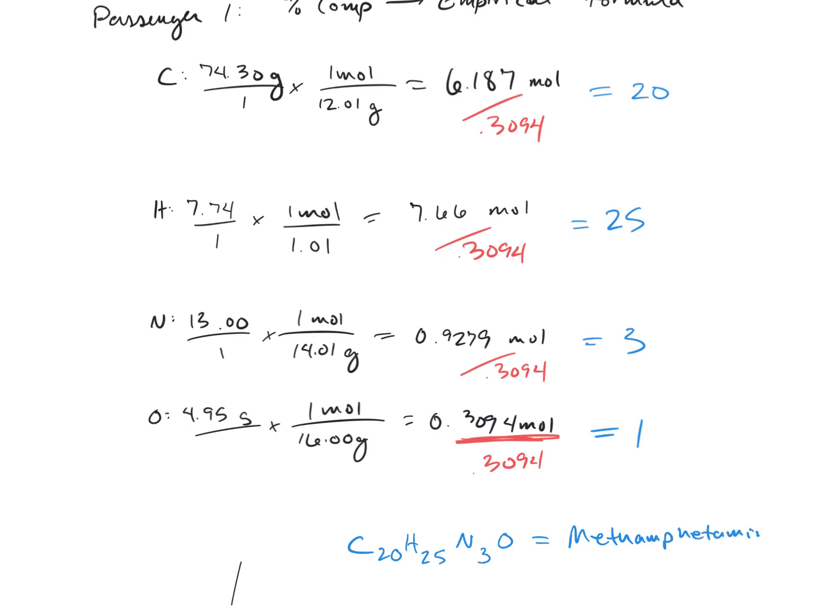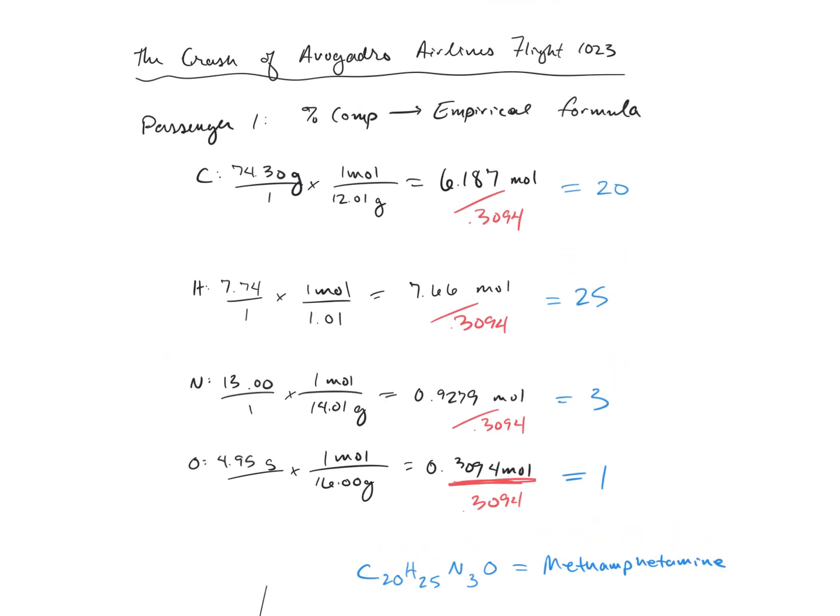And so we can say that passenger 1 had this chemical on their body, and specifically it was in their blood. So this person had taken this chemical at the time that they were killed. That's how you do percent composition to empirical formula.